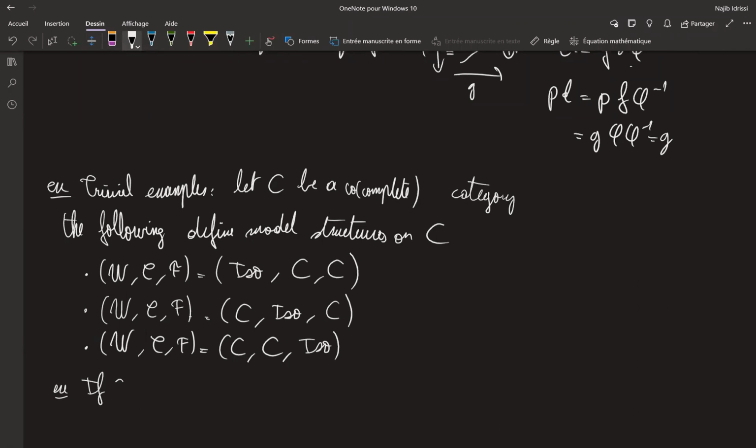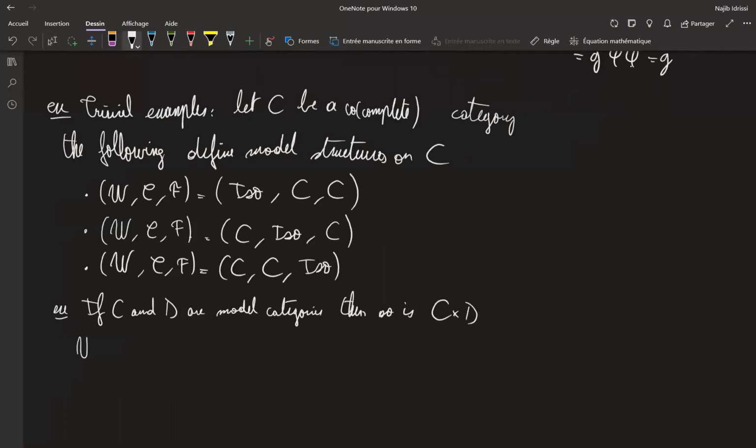Another example: if C and D are model categories, then so is C cross D, right? You take the product of weak equivalences, the product of cofibrations, and the product of fibrations. All right, this is again a small exercise. Check that this works. Okay, it's not very hard to check.